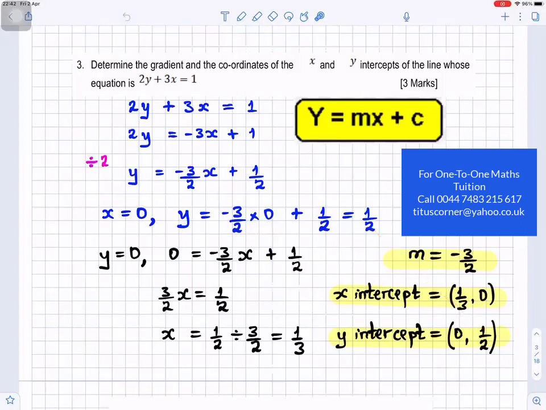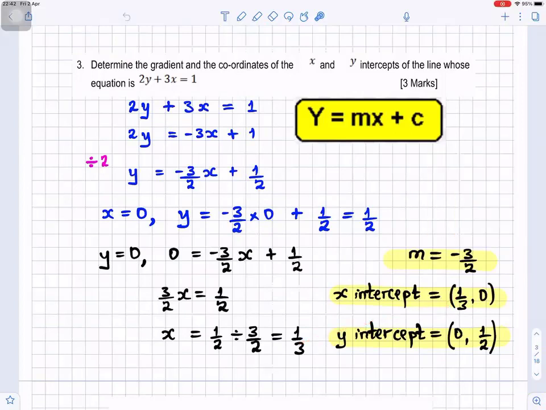To get the x-intercept, we put y equals 0. So 0 equals minus 3 over 2x plus a half. Minus 3 over 2x goes to the left. It becomes 3 over 2x equals a half. It's times 3 over 2. So x is half divided by 3 over 2, which gives you 1 over 3. So the x-intercept is 1 over 3, 0. So your three answers: m is minus 3 over 2, x-intercept 1 over 3, 0, and y-intercept 0, half.